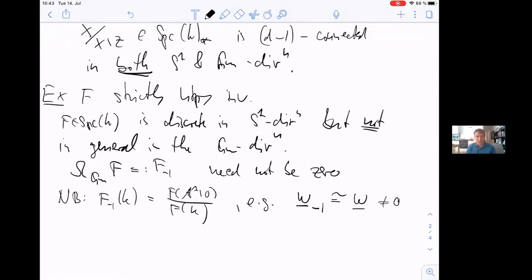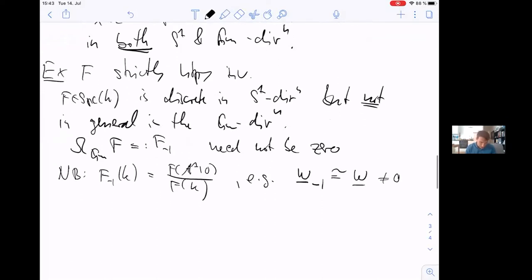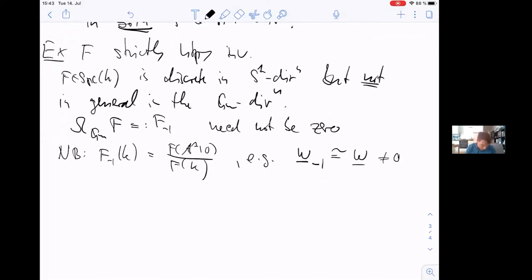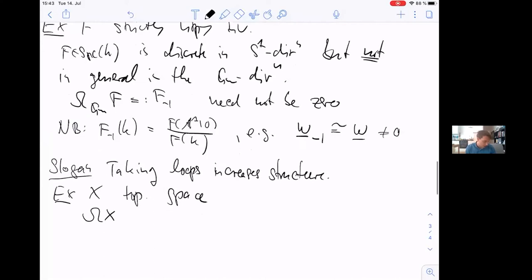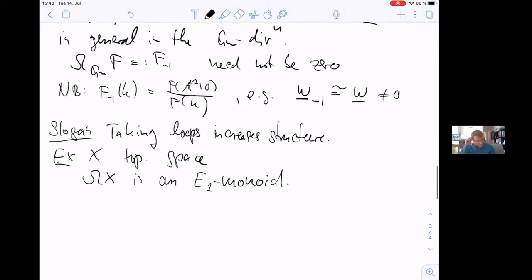Now I want to put on my topologist's hat for a little bit and think about loop space theory. One slogan which I have picked up is that taking loops increases structure. What do I mean by this? If X is a pointed topological space and I take the usual loop space, this now has more structure, because loops can be composed. In other words, this is some sort of monoid, and if you want to be fancy, this is an E1 monoid or A infinity. This is the beginning of classical finite loop space theory.